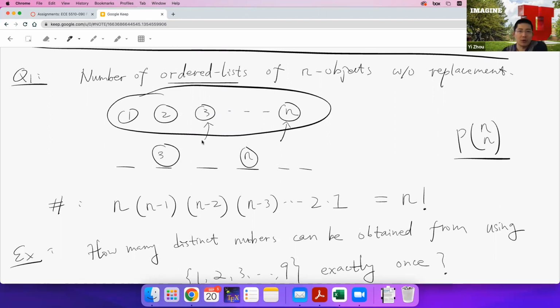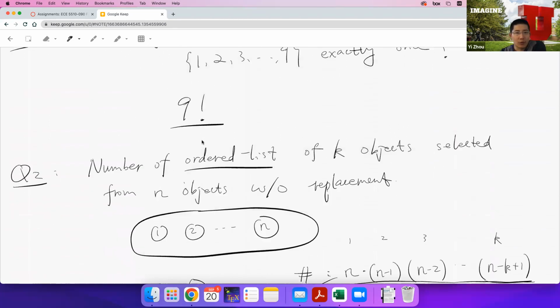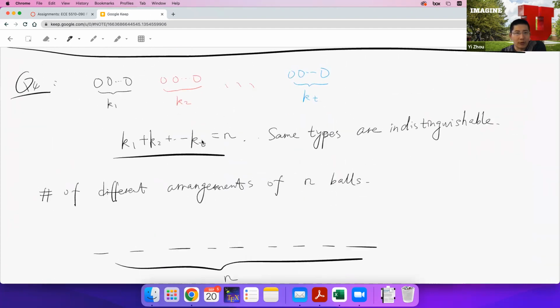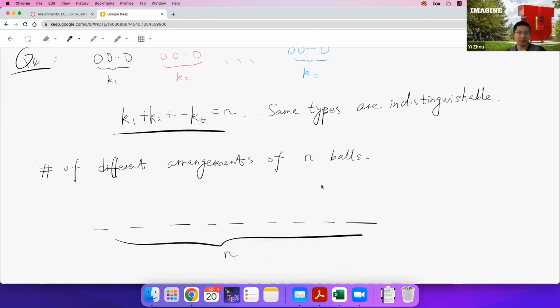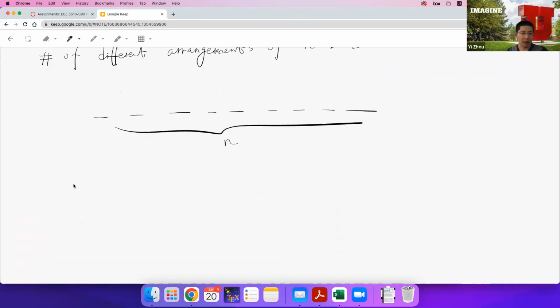But now, in this case, only the balls with different colors are treated as different balls. The balls with the same colors are indistinguishable. So we have to remove the redundant permutations created by the permutations within the balls that have the same color. So I can do the following.